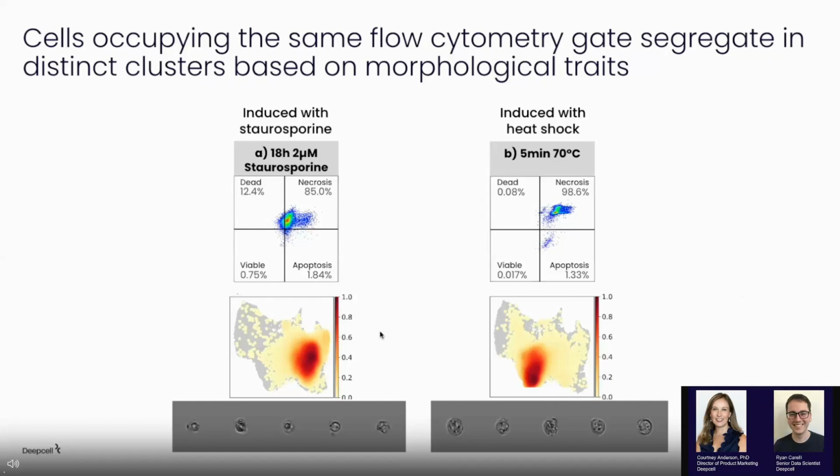Notably, cells which occupy the same flow cytometry gate can be distinguished based on morphological features, which indicates that morphology can monitor subtle changes in sample health status and assess sample quality. For example, here we show 18-hour 2 micromolar staurosporine treatment next to a 5-minute 70C heat shock, which by flow cytometry have similar necrotic proportions. But staurosporine treatment is known to represent a more advanced stage of necrosis. And this difference can be detected with REM I imaging.